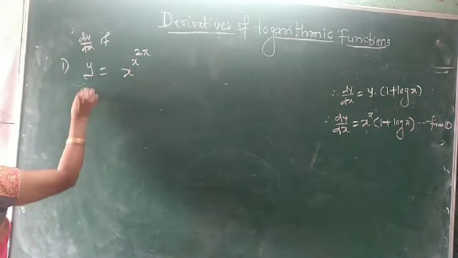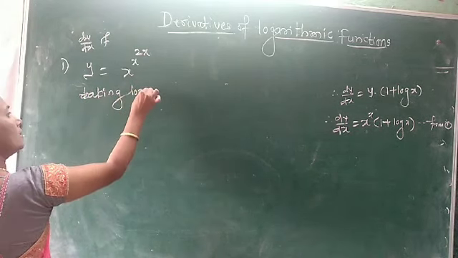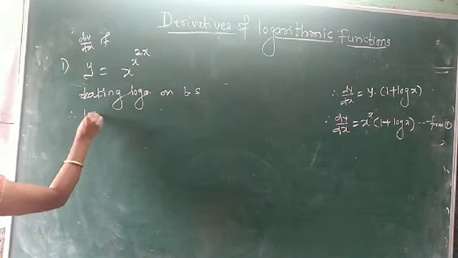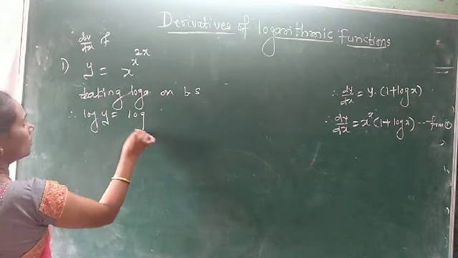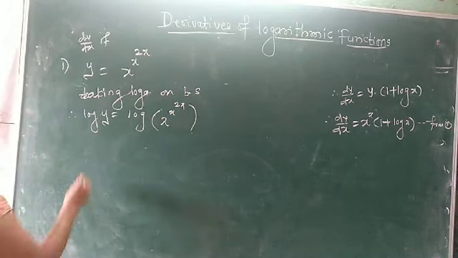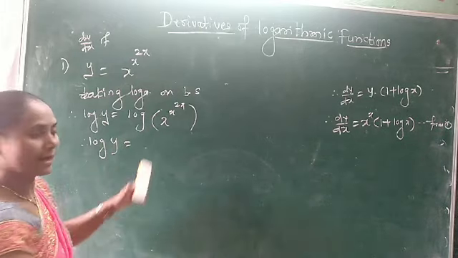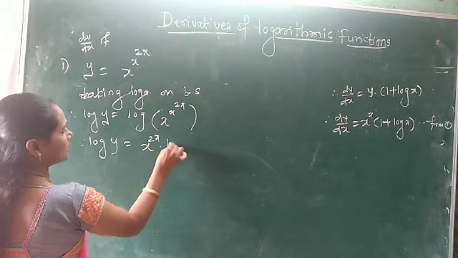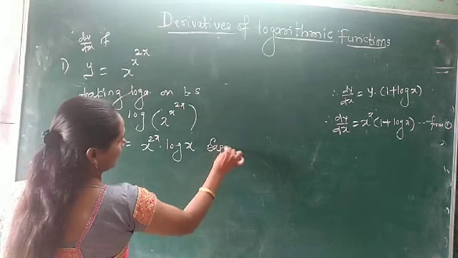So taking log on both sides, taking logarithm on both sides, therefore we get log y is equal to log of x raised to 2x. Now this log y as it is equal to, again by using the exponent law, we write 2x into log x. By using the exponent law.